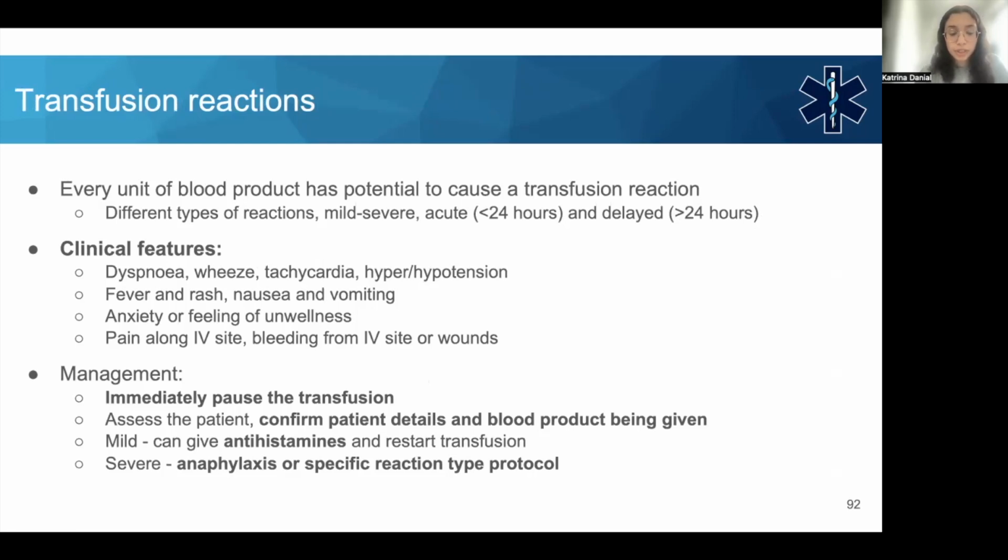How you would treat this makes sense: immediately pause the transfusion. Okay. And you want to check that you've given the right product to the right patient, because it could be that you've given the wrong patient's blood and that's why they're having a transfusion reaction, or you're giving them something that they're allergic to, etc. If it's a mild transfusion reaction, you can just give them an antihistamine, see if that improves it. If it's a severe reaction like anaphylaxis or a specific type of transfusion reaction, then you would just follow that protocol. Okay. Transfusion reactions can happen straight away, or they can happen after 24 hours.